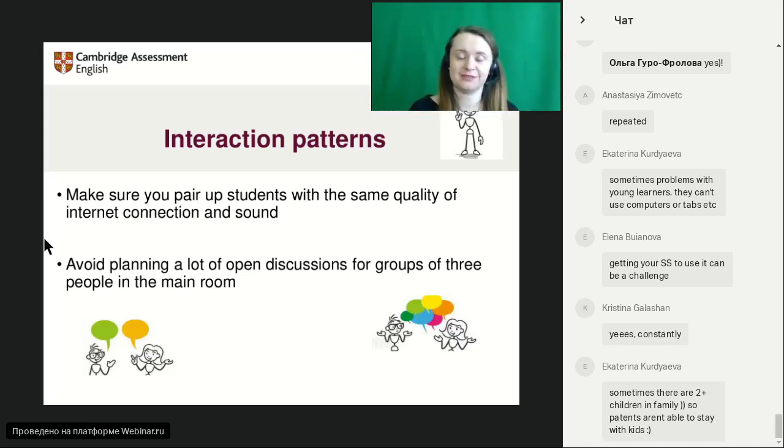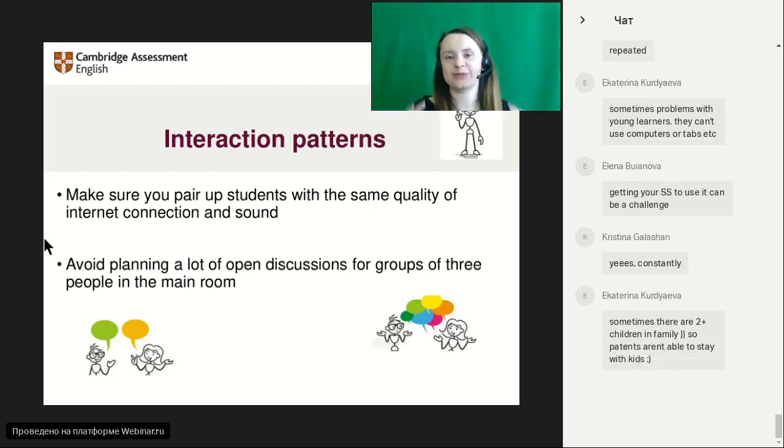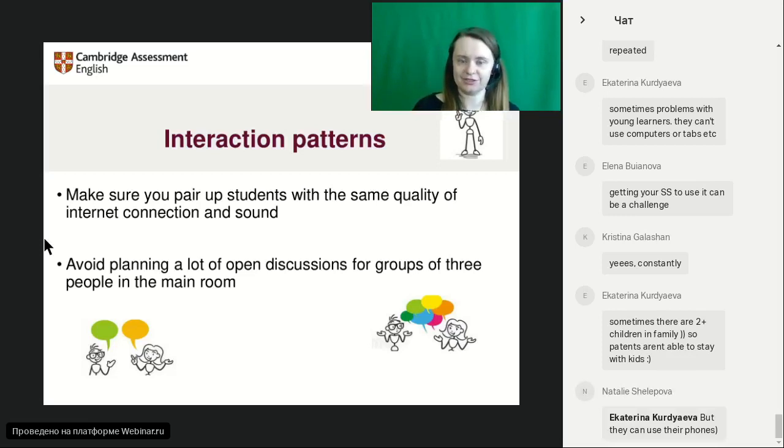So interaction patterns. If you put students into breakout rooms, make sure they both, if it's 2 or 3, have the same quality of internet connection and sound. And ideally, if you have people on telephones or tablets, in your pair you need to have one person on a laptop and one person on a tablet or a telephone, just to enable them to do something if it's a task like comment something in the Google document.